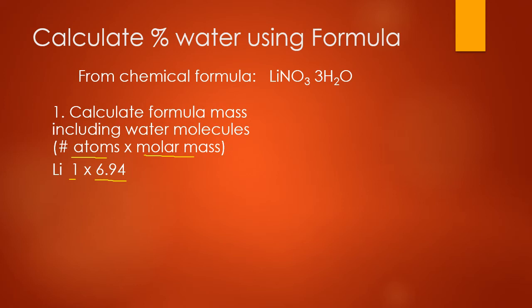The next element present in the chemical formula is nitrogen. There is also only 1 atom present of nitrogen. Looking up its molar mass on the periodic table, we see that it is 14.01.